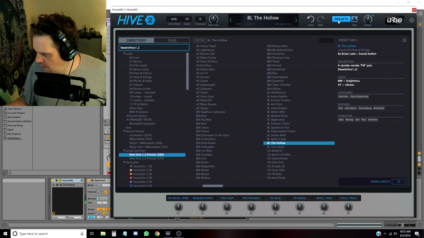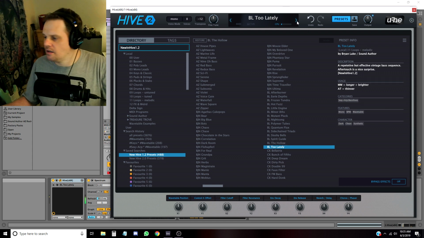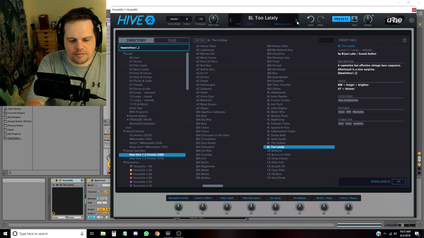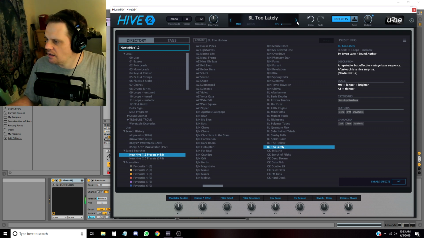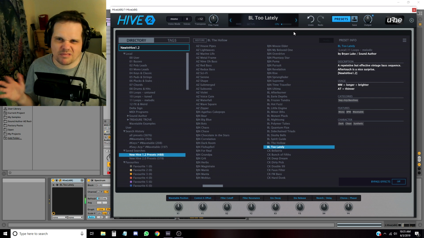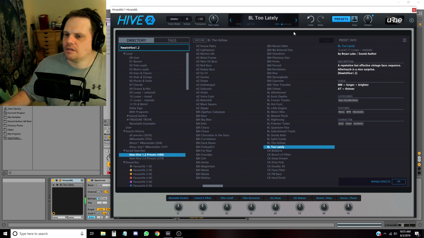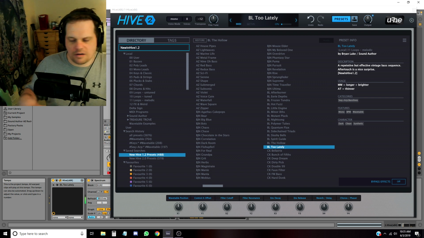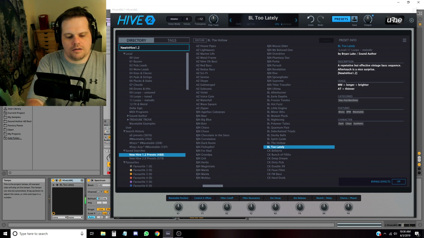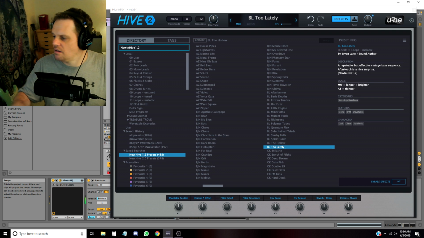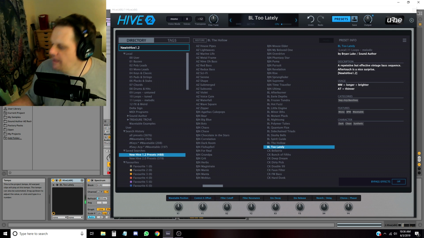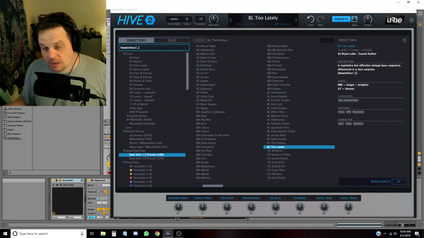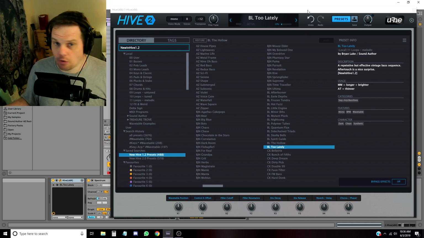And one more, but it's really simple bass. Well, not really a bass. Sort of, kind of a bass. Too fast. All right, that's enough of that. So those are all my factory patches for Hive so far.